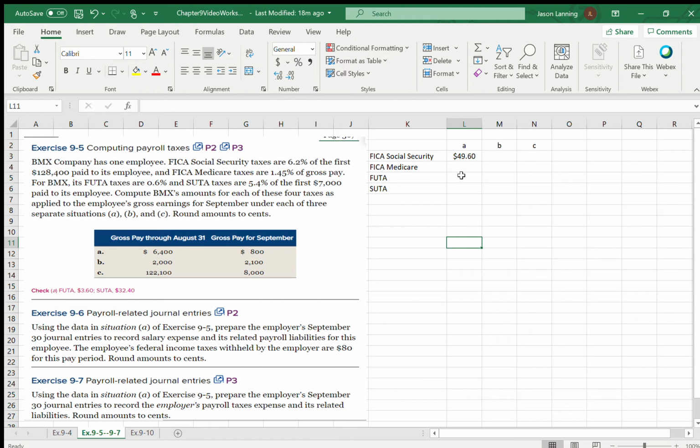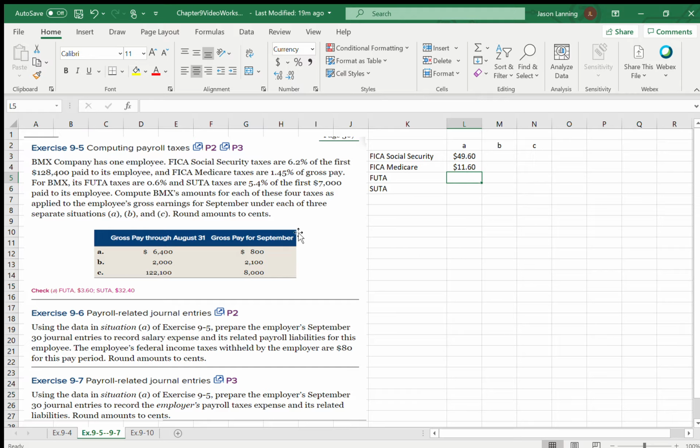So we can make these into dollar amounts: $49.60. Now for Medicare, in this case, Medicare is 1.45% of gross pay. The cap doesn't matter, so the pay that's subject is the $800 they made. So this is going to be equal to the $800 multiplied by 0.0145, the decimal equivalent for 1.45%. So for A, their FICA Medicare is $11.60.